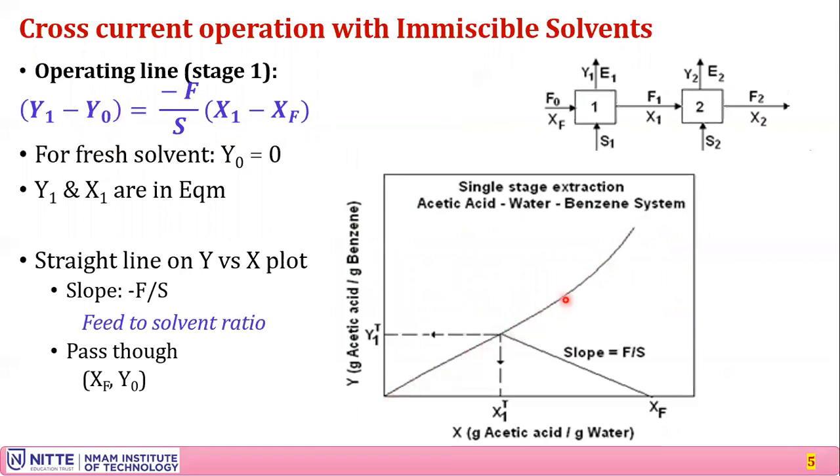This is the equilibrium line, Y versus X. So some data is available, and we have drawn the diagram. But this operating line equation is a straight line. You can see that Y1 and X1, the equilibrium data, have the power 1. So it's a straight line having a slope of minus F by S. It's a negative slope, so it's minus F by S. It is also called the feed to solvent ratio. In case you are asked to find out the feed to solvent ratio, this F by S is the one which you have to calculate.